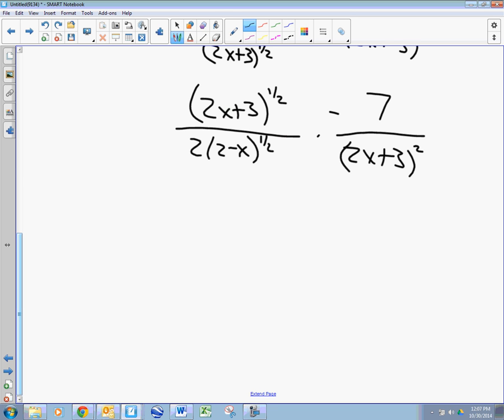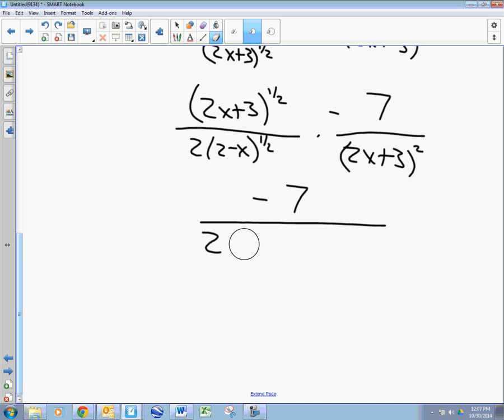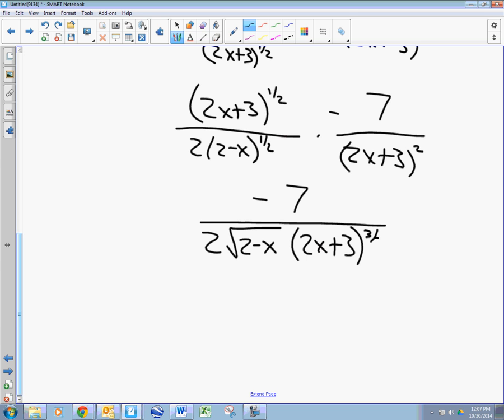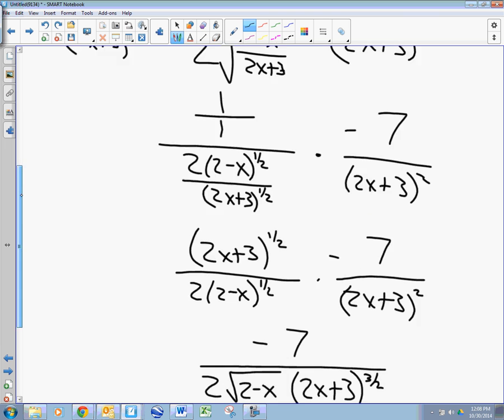1.5, otherwise known as 3/2. Very good. So I have a negative 7 on top. I have a 2 on bottom. I have a 2 minus x to the 1/2, or you could write that square root of 2 minus x. And then we have this 2x plus 3. That's going to be to the 3/2 power. And that's the derivative. That's the final answer.